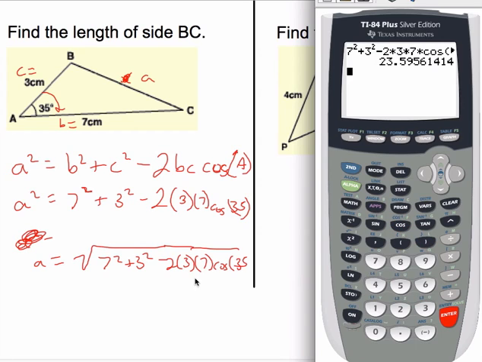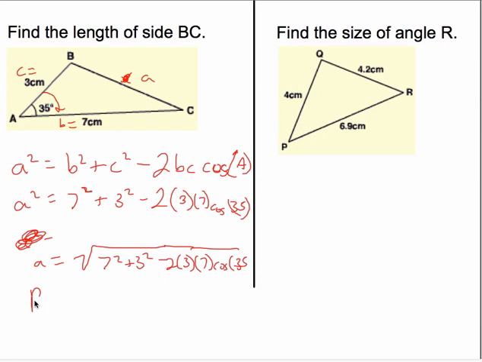Okay, and that's what we get, but we need to square root it, so I'm going to press second function and the square root symbol, and second function and answer, and I get 4.86, which makes sense. So BC is about 4.86 centimeters. Okay, the next example, find the size of angle R.